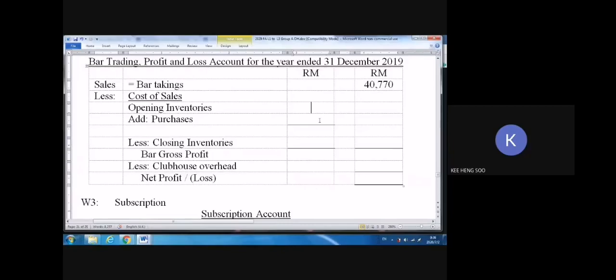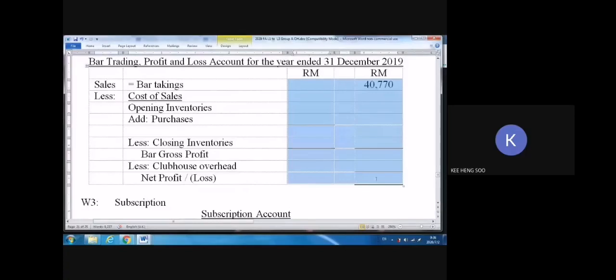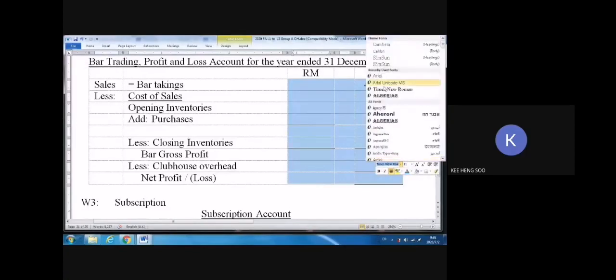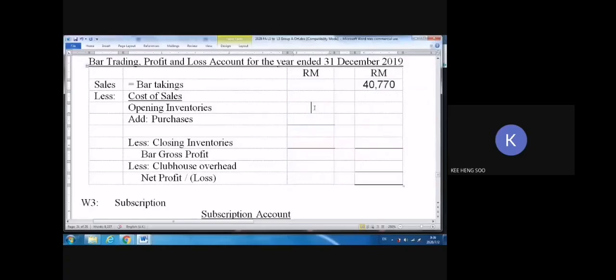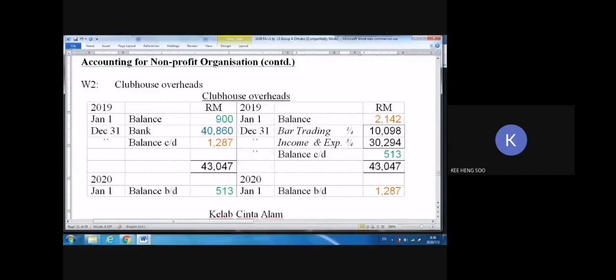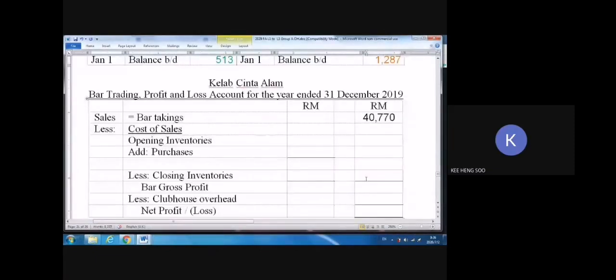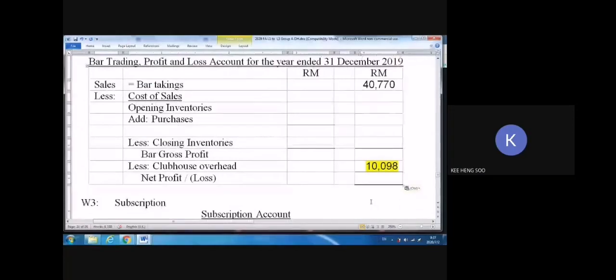Okay, continue, sorry. Inventory is given here, 7,020, am I right? Listen here, certain figures I won't fill out for you. I think you can get it from the lecture note. Purchases, you already got it just now. Closing inventory, you got it now. Now, this overhead, this one I want to highlight here, 10,098. So opening inventory, purchases, closing inventory, you can get from the note. I want to leave it to you. I don't want to fill out so many things for you.